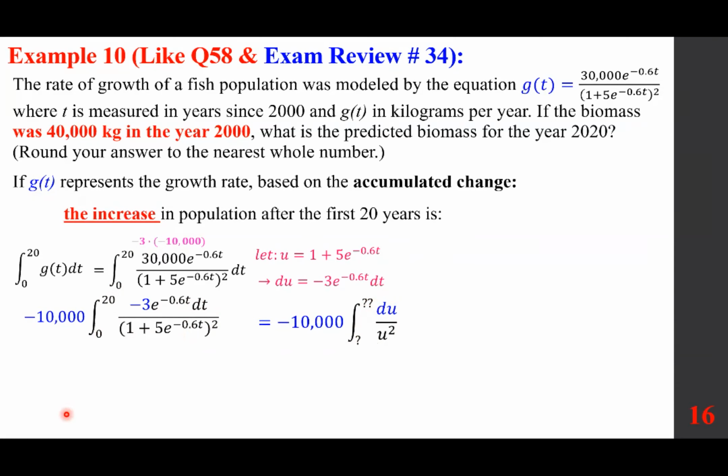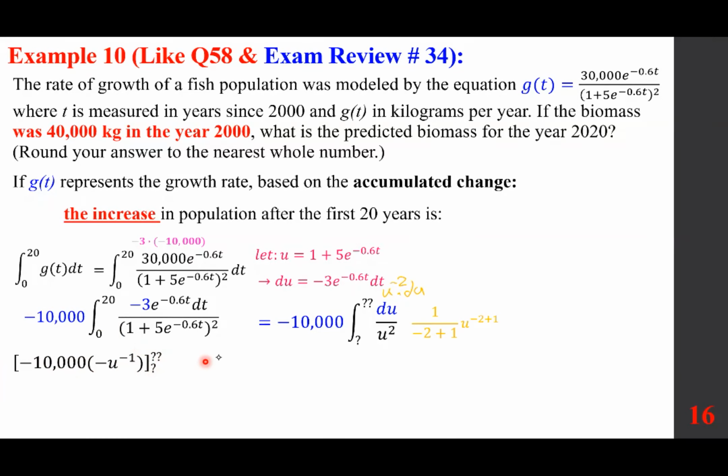As you know, this is u to the power of negative 2 du, and the integration is 1 over minus 2 plus 1 times u to the power of minus 2 plus 1. And this whole thing is negative u to the power of negative 1. So we have minus 10,000 times minus u to the power of negative 1. As you can see, this negative means positive 10,000 divided by u, or 10,000 times u to the power of negative 1.